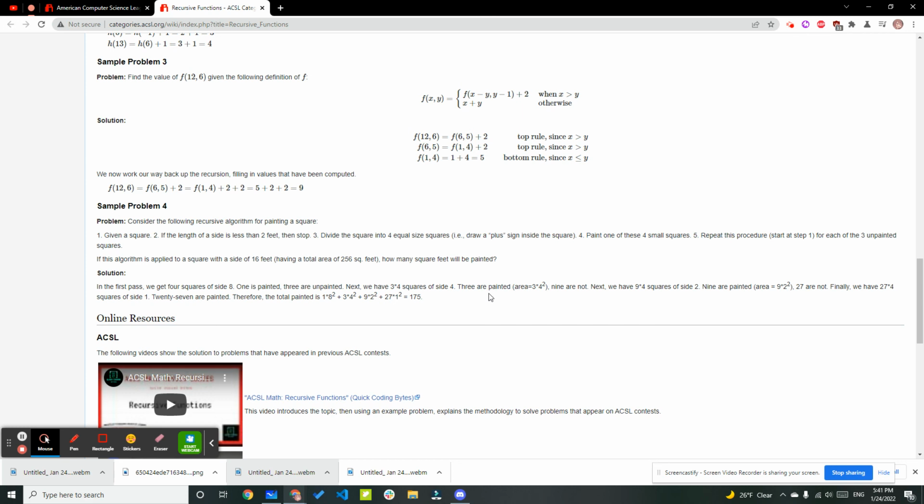So that would be 9 times 4, which you can simplify to 9 times 2 to the power 2, and 27 are not. So then next you'll have 27 times 4 squares of side 1. So that'll be 27 times 1. So then you add them all up to get 175.